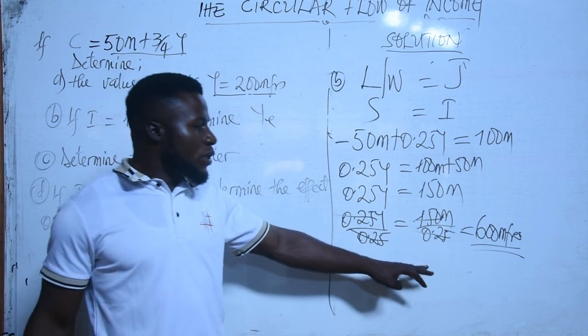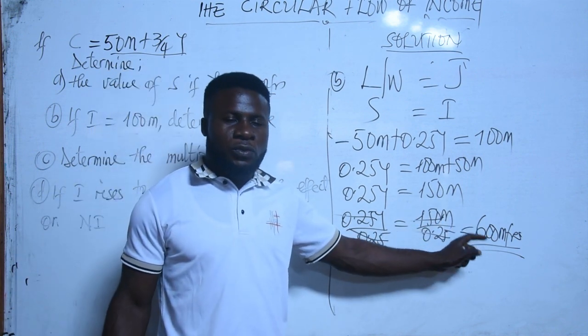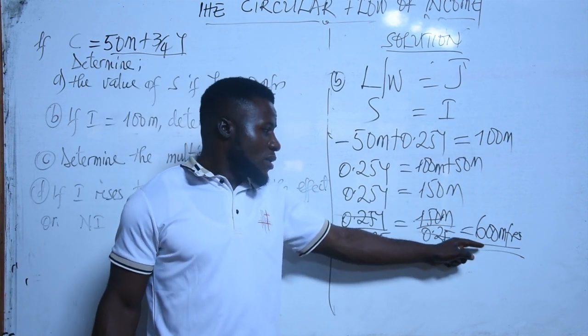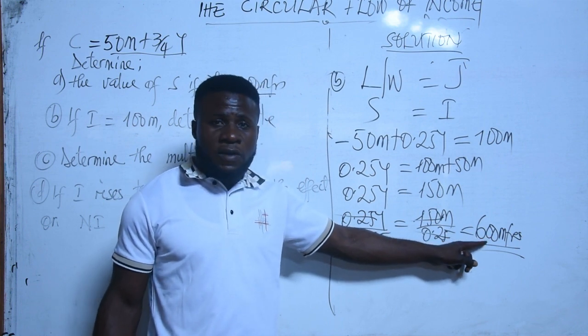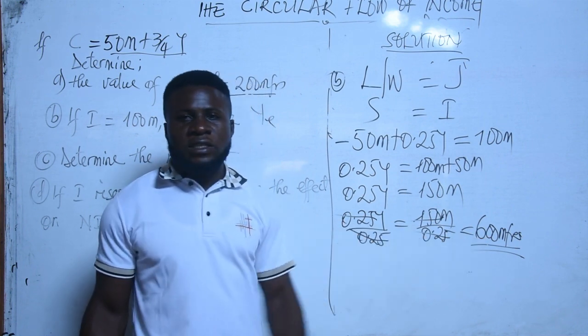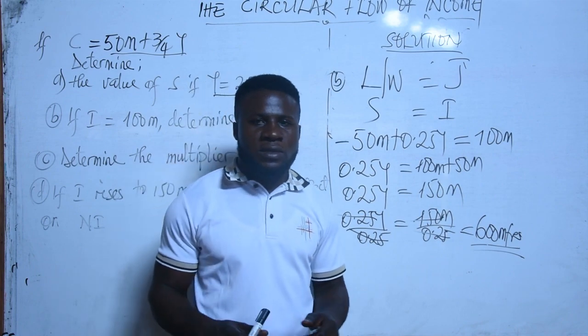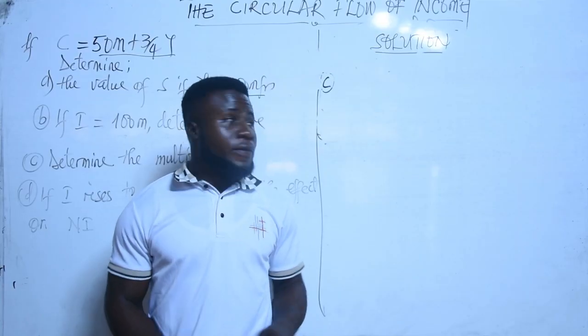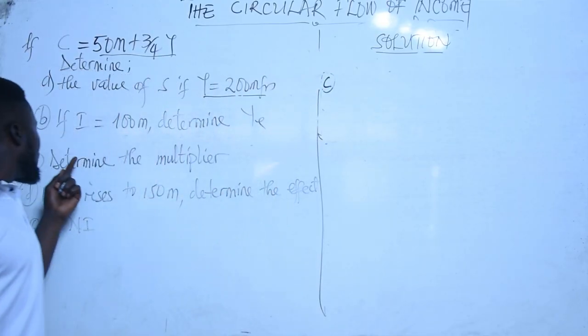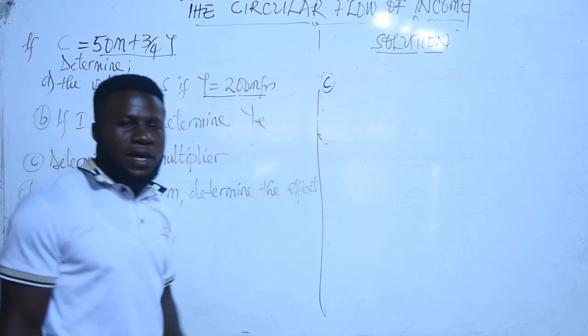So you see that either formula we use gives us the same answer. We used the aggregate demand approach, and it gave us 600 million. You have used the injections withdrawal approach, and it is still 600 million. All right, C says that we should determine the multiplier.